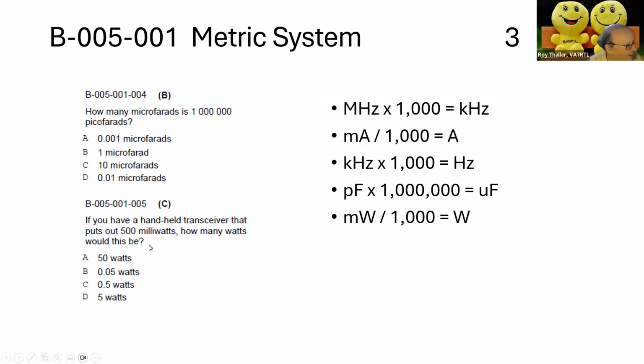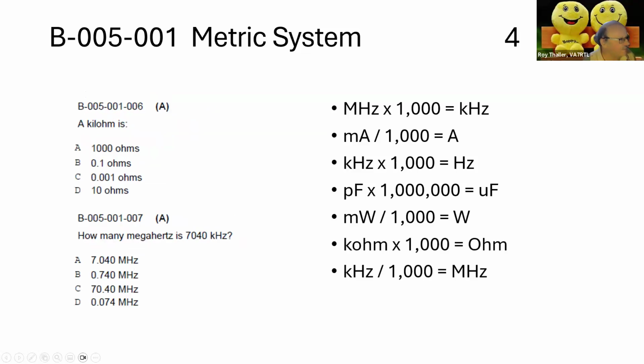Here, if you have a handheld transceiver that puts out 500 milliwatts, how many watts is that? In this case, you're going to have to divide by 1,000. So 500 divided by 1,000 is 0.5 watts. So C is the correct answer. Here's another question. A kilo ohm is how many ohms? In this case, you have to multiply by 1,000. So 1 kilo ohm is 1,000 ohms. So A is the correct answer.